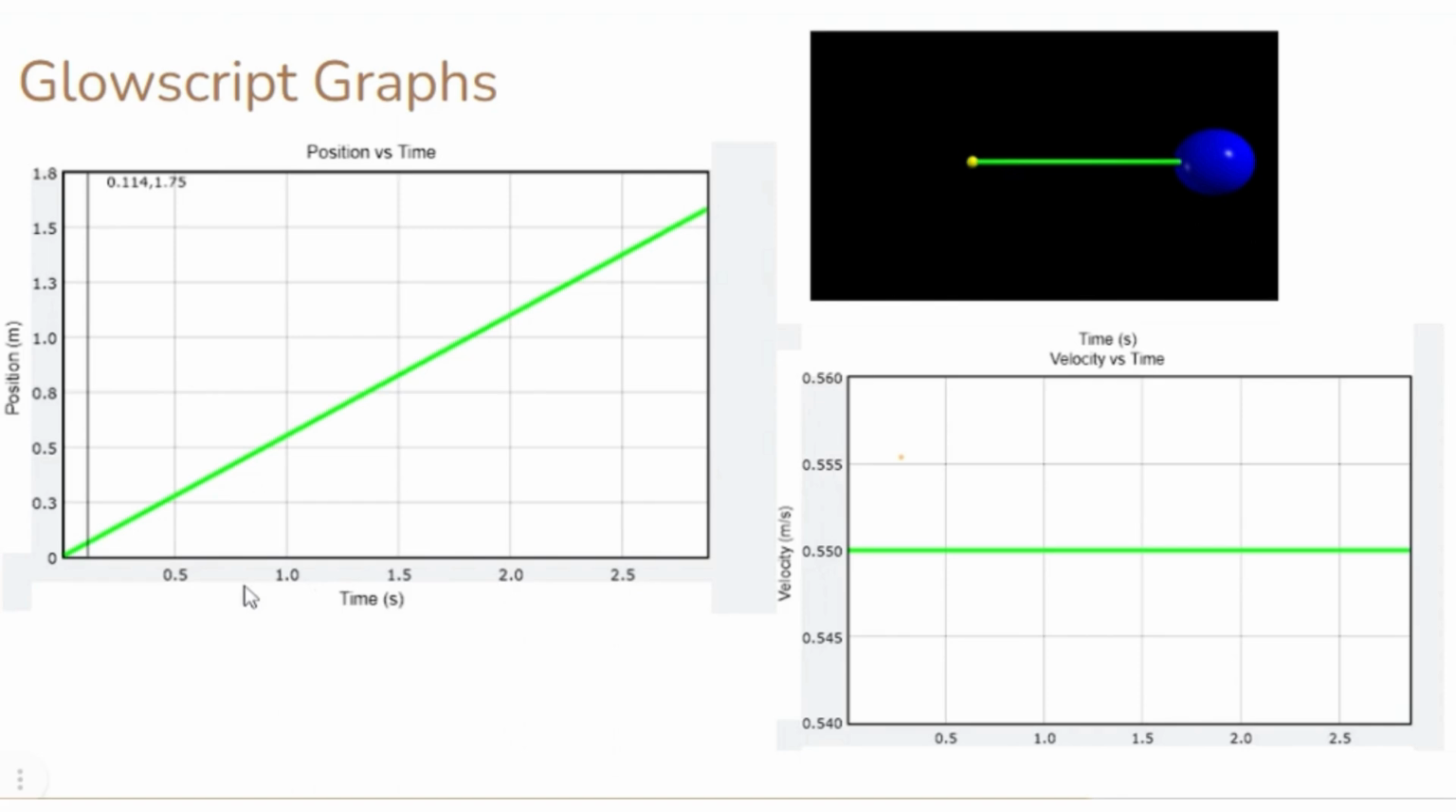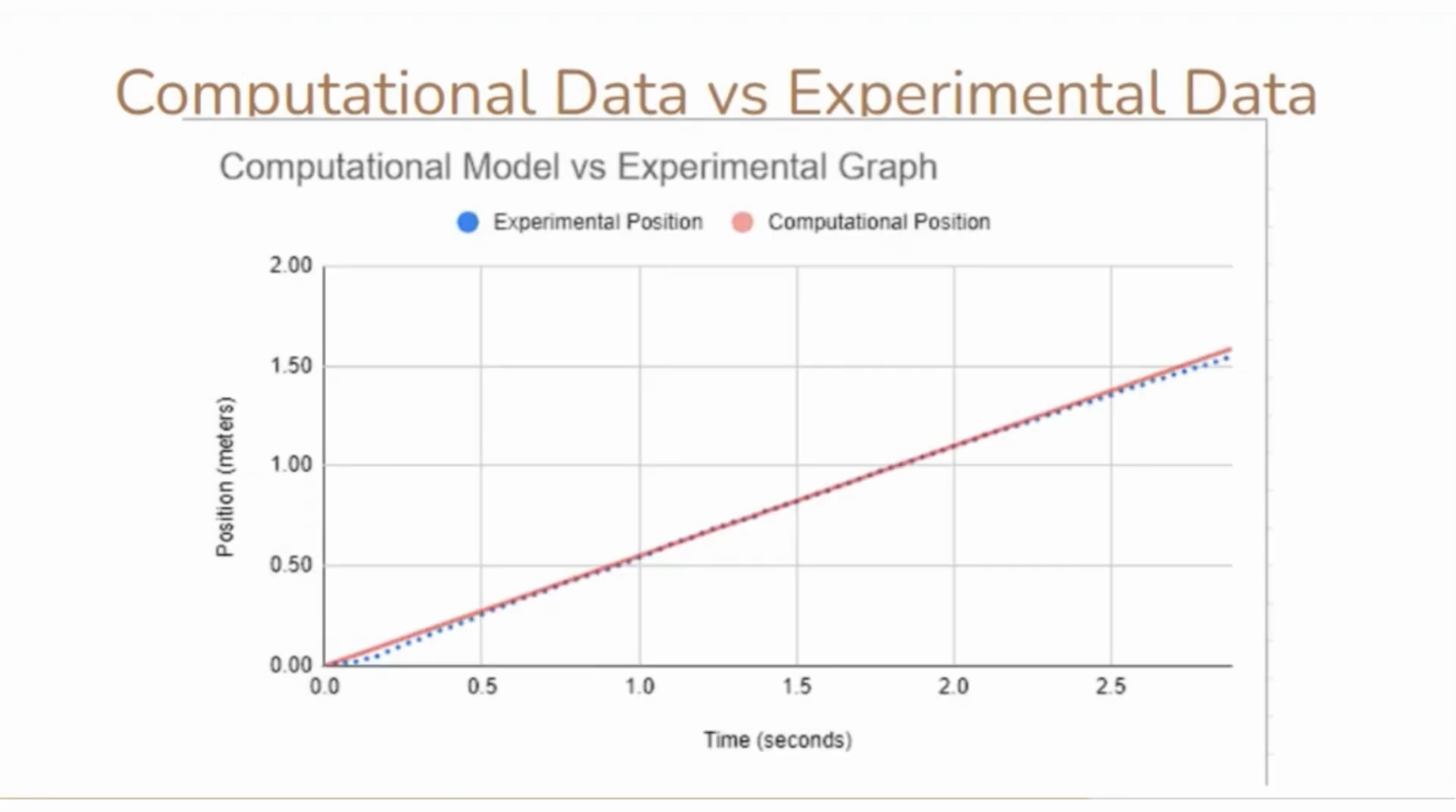Using that GlowScript code, I was able to make these graphs showing the position versus time and the velocity versus time, as well as a visual model showing the object going in a straight line. Using both my computational model and the experimental data, I put them into an Excel sheet and made this graph to compare the two. As you can see, they're both very similar, both linear and constant, which is what we assumed would be the case whenever we started the experiment.